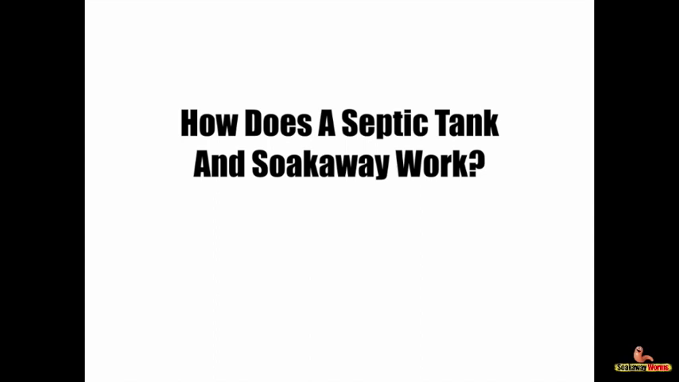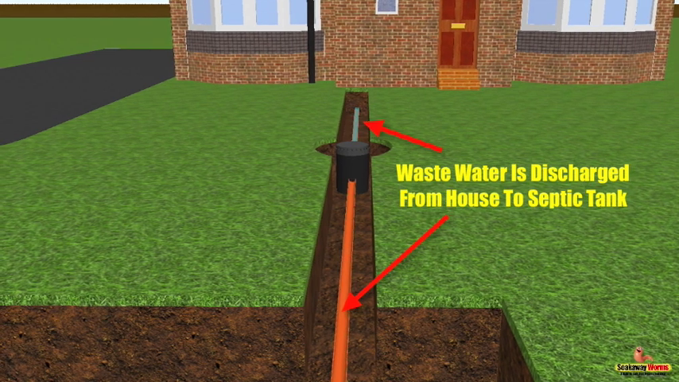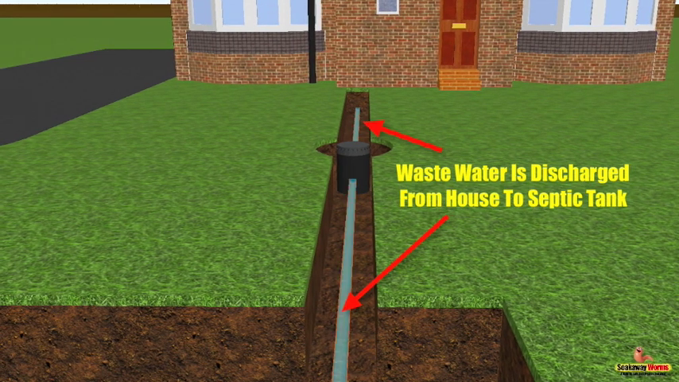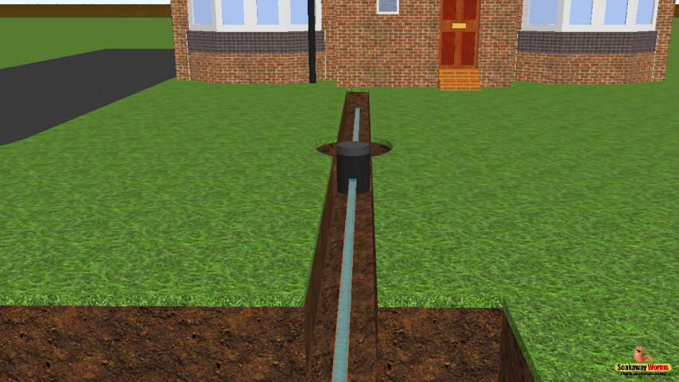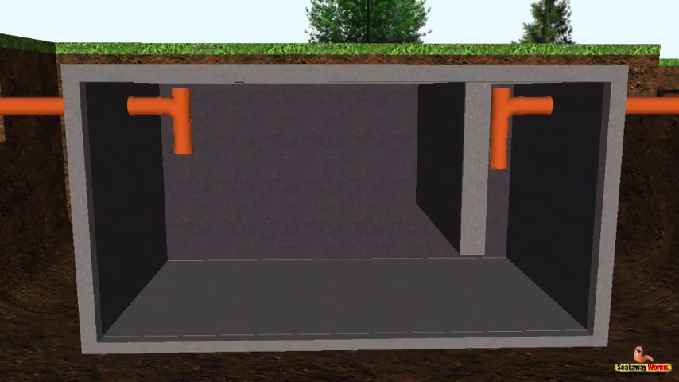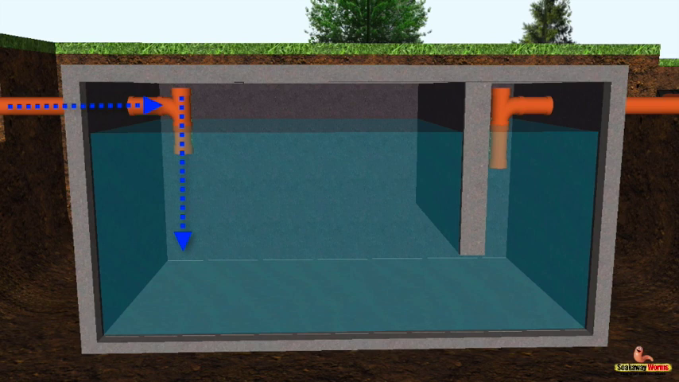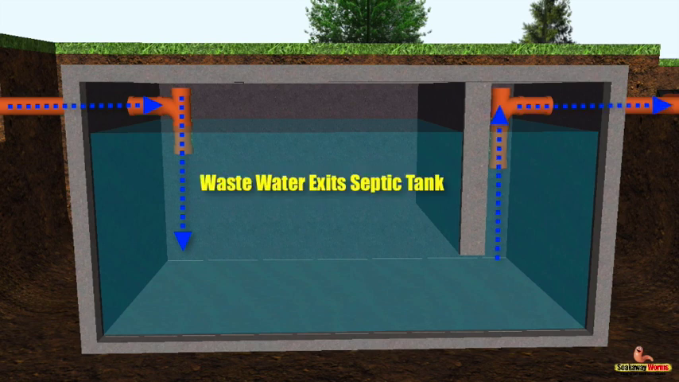So, how does a septic tank and soakaway work? Well, it's quite simple. Wastewater is discharged from a property towards the septic tank. The wastewater then enters the septic tank from the house, fills up, and then exits the septic tank via the outlet pipe.